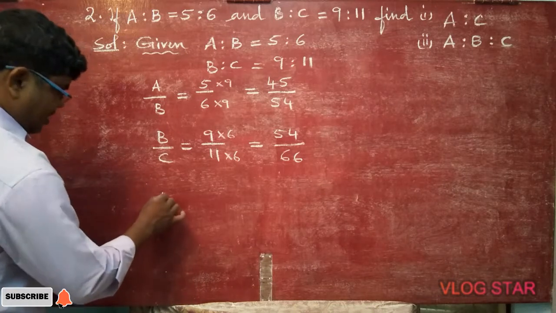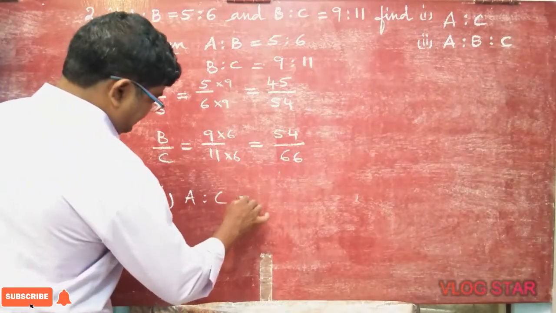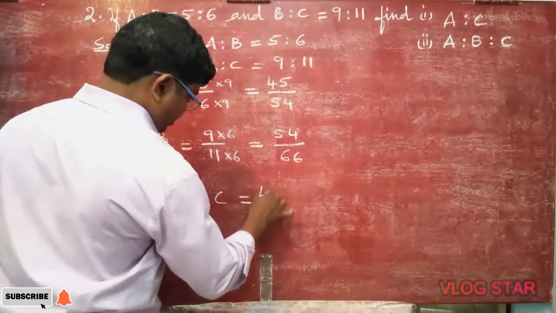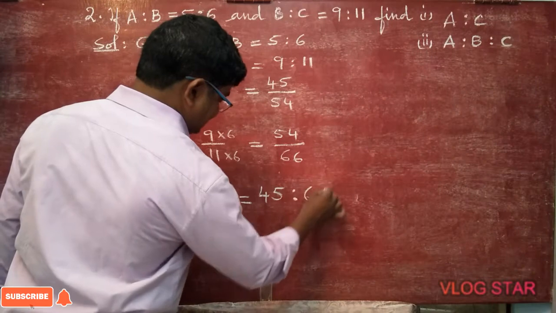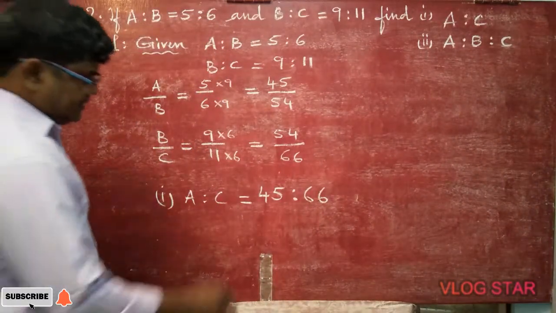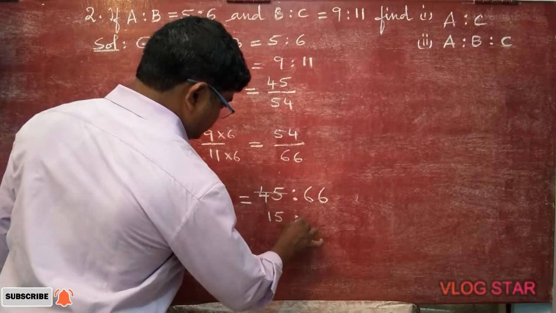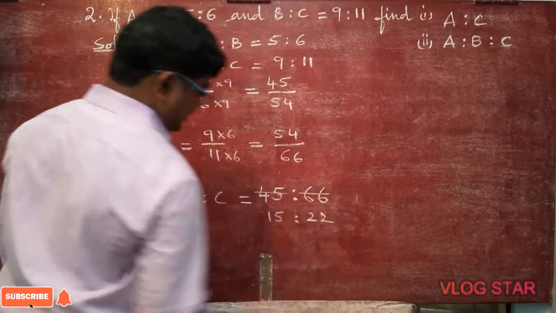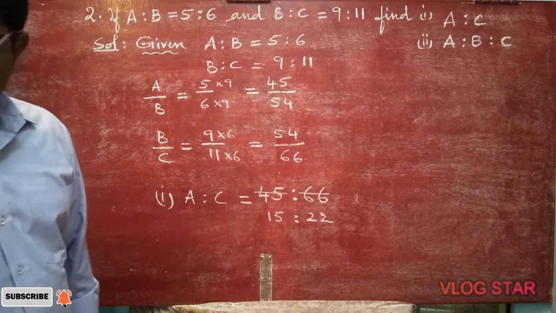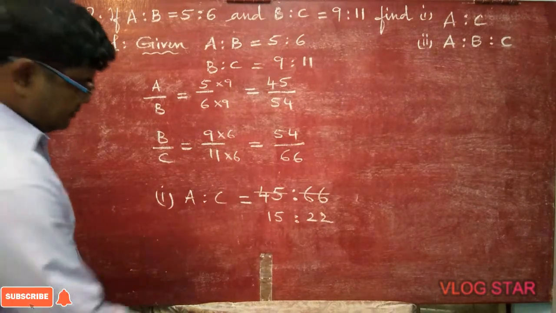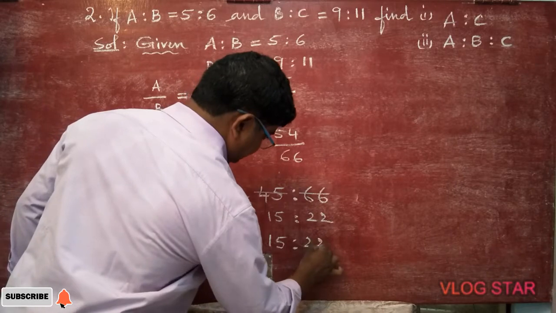Now the first bit, what are they asking? A is to C. A means how much we got? 45 is to, what's the value of C? 66. Now simplify. 3 table can get cancelled. 3 goes 15 times, 3 goes 22 times. No more common table. So what is the answer? 15 is to 22.